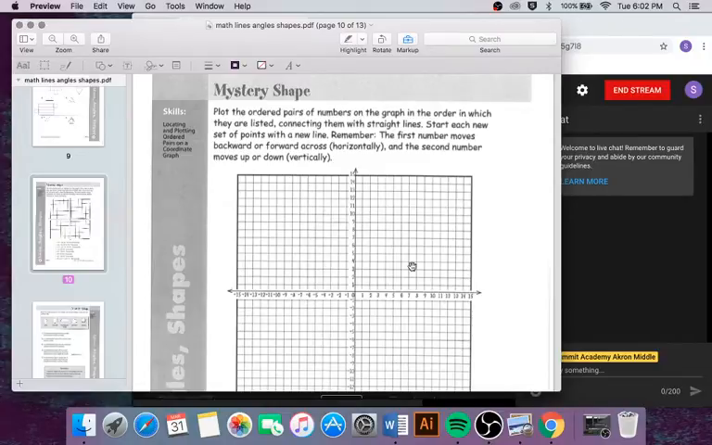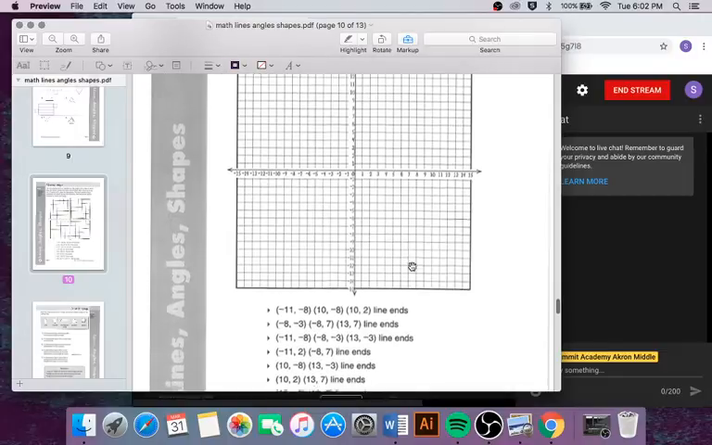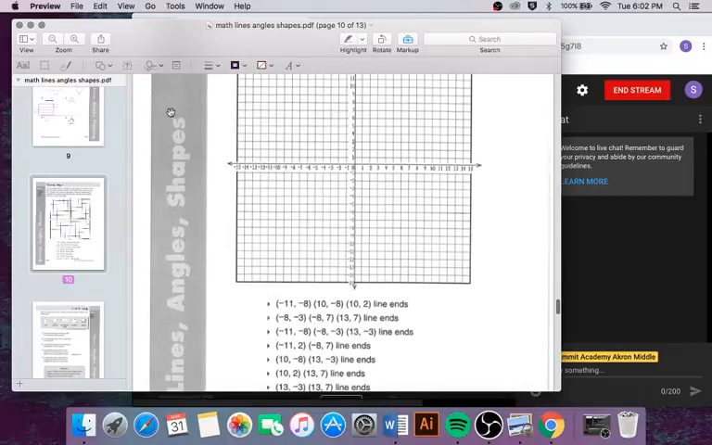So when plotting points, you're given a set of 2 coordinates. And these are going to be x, y coordinates. So it's going to be x, comma, y.